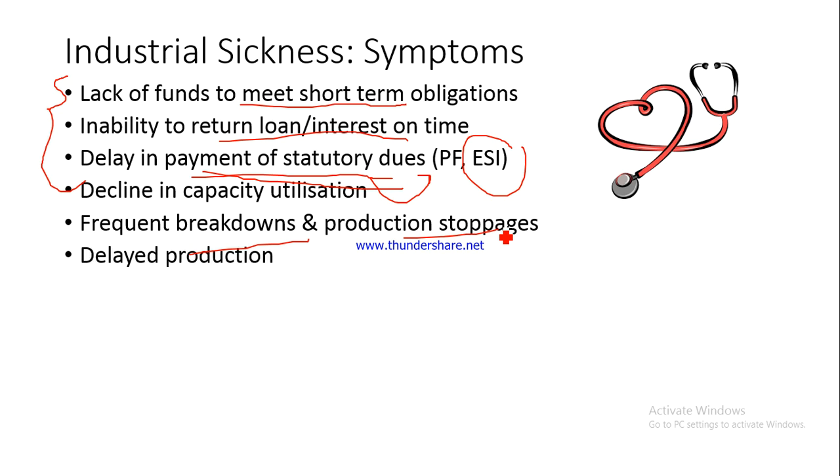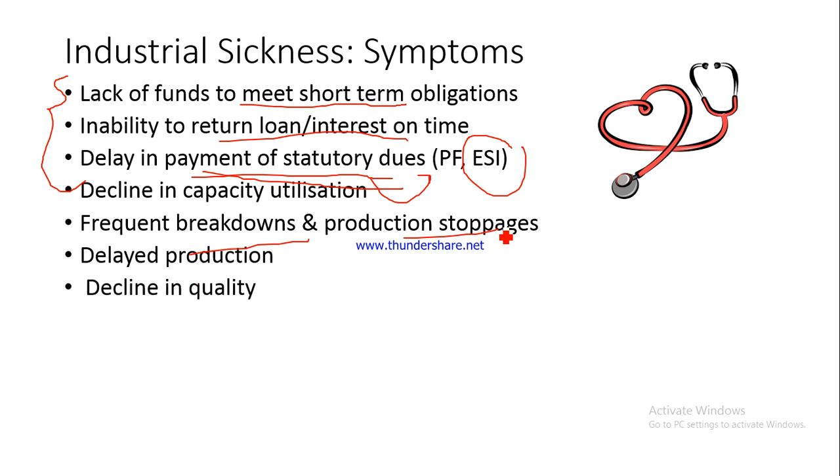Why would the production get delayed? A sick enterprise is not able to pay its suppliers. The suppliers then decide not to supply raw material to these firms, because these firms are not paying them on time. So now, since these firms do not have access to a regular supply of raw material, they would not be able to produce at a faster clip and their production schedules would get delayed.